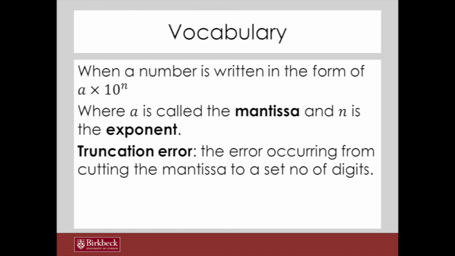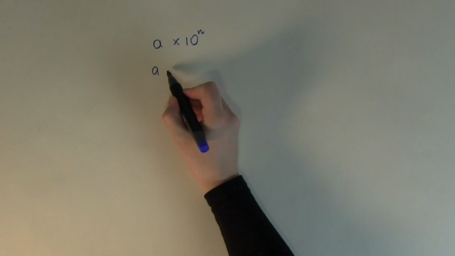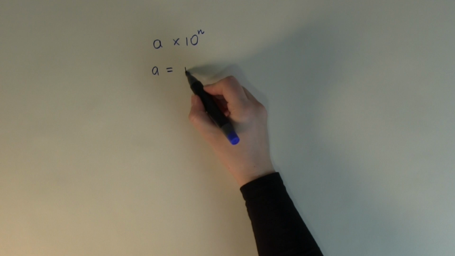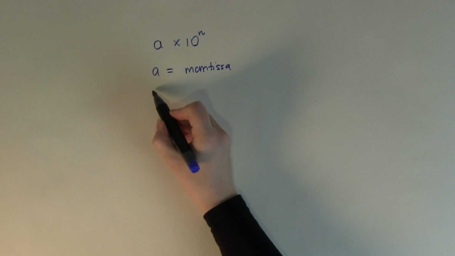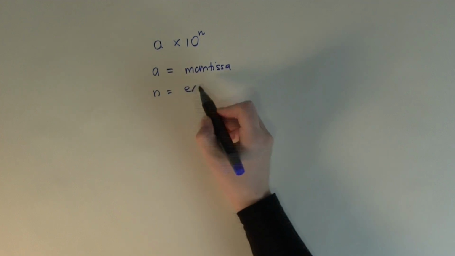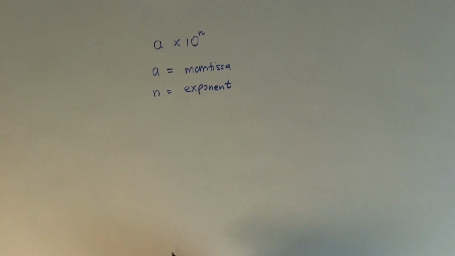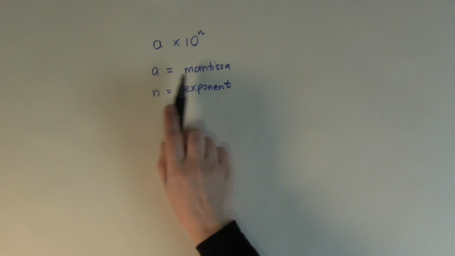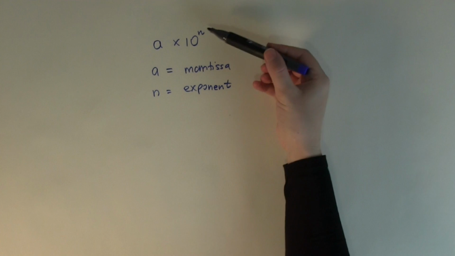Before we go into the practical calculations, what I'd like to talk about a little bit is vocabulary. When we write a number in the a times 10 to the power of n format, there are two important concepts that we need to know here. A in this format is called the mantissa, and n in this format is called the exponent. So the mantissa is always the number multiplied by a power of 10, and the exponent is that power.